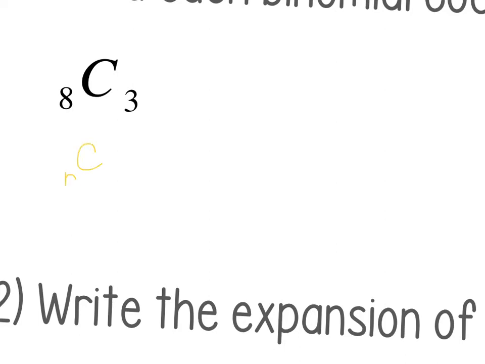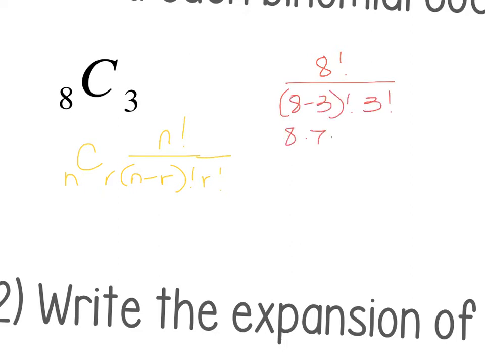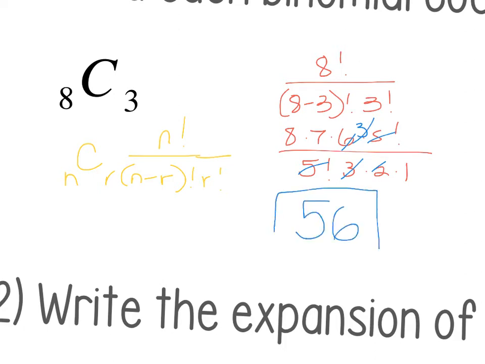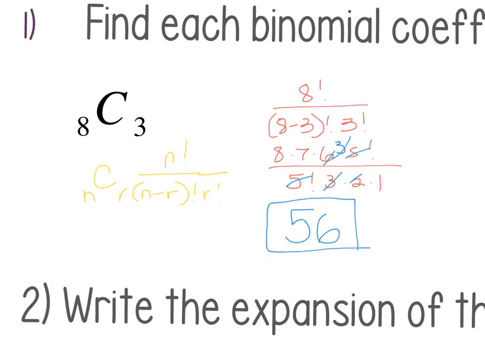The nCr would be n factorial over n minus r factorial times r factorial. So this would be 8 factorial over 8 minus 3 factorial times 3 factorial. 8 times 7 times 6 times 5 factorial over 5 factorial times 3 times 2 times 1. 5's cancel. 2 goes into 6 3 times. 3 cancels with 3, and I should end up with just 56. Good so far? Yes? Okay.